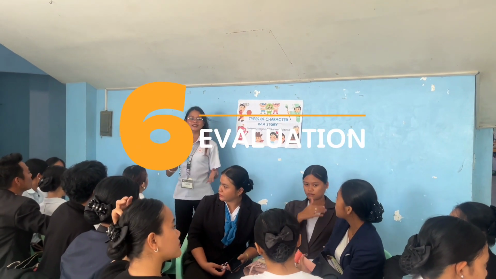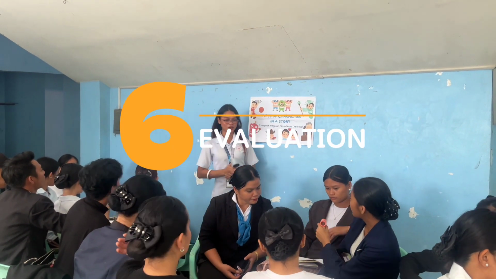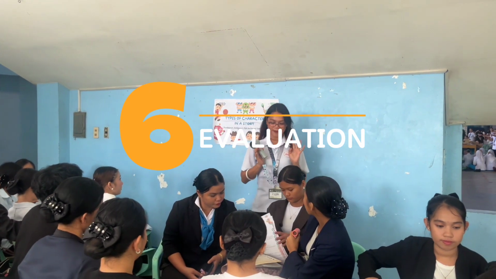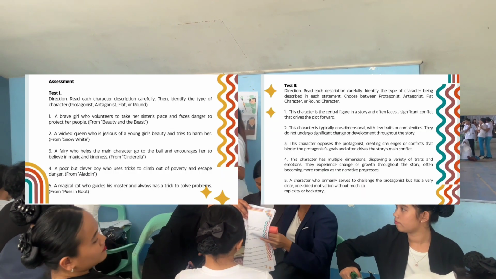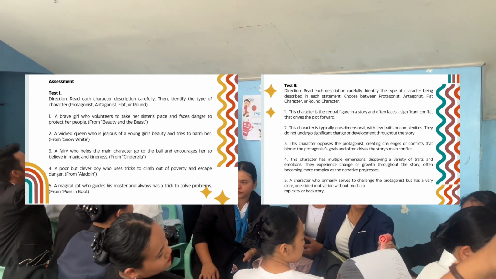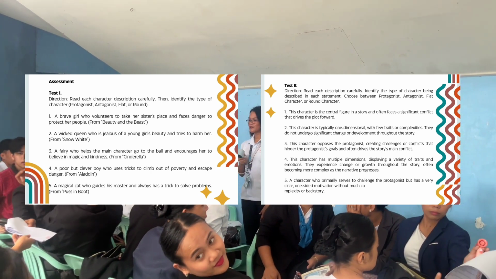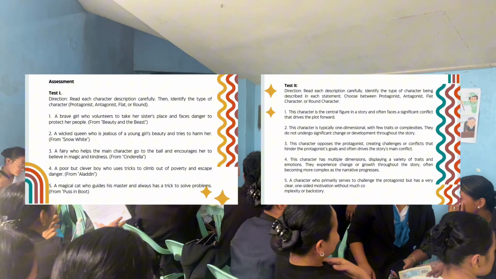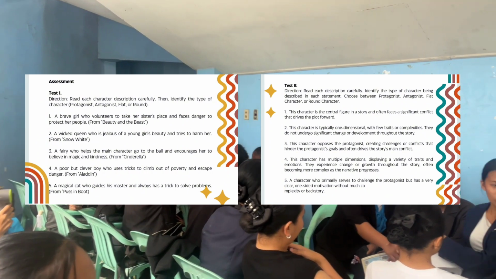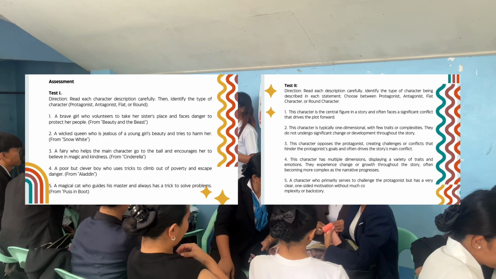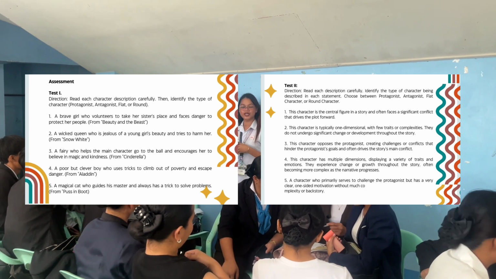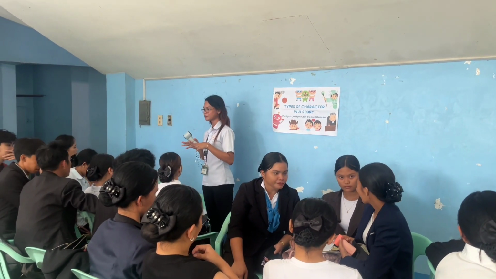For the evaluation part, I asked the students to answer a 10-item quiz. The type of quiz is identification, wherein they need to identify whether the given example or description is a protagonist, antagonist, flat, or round character.